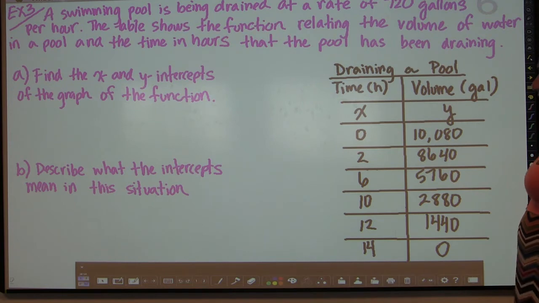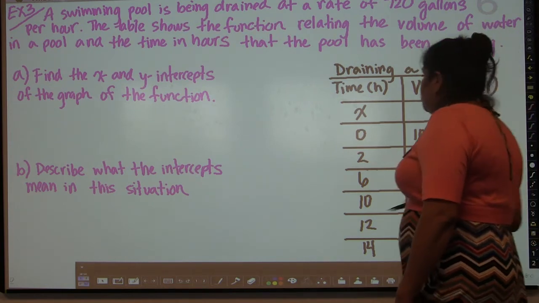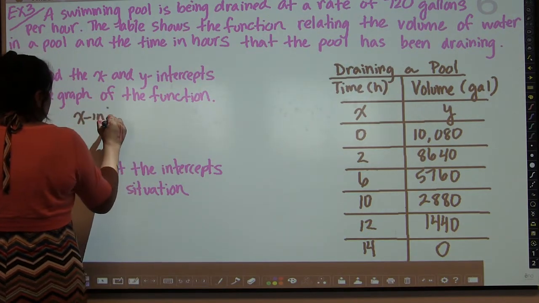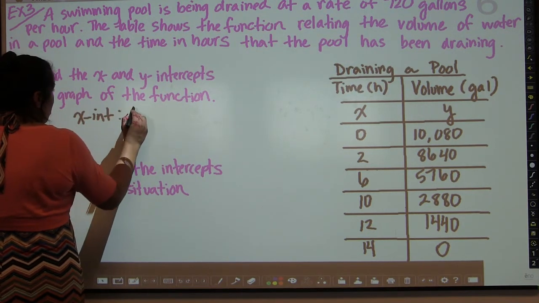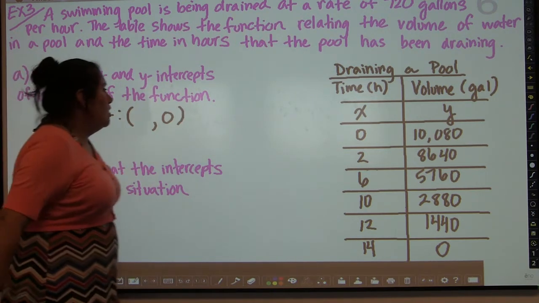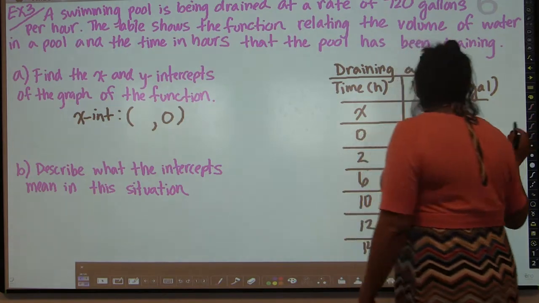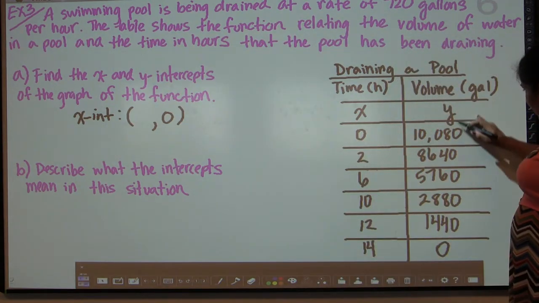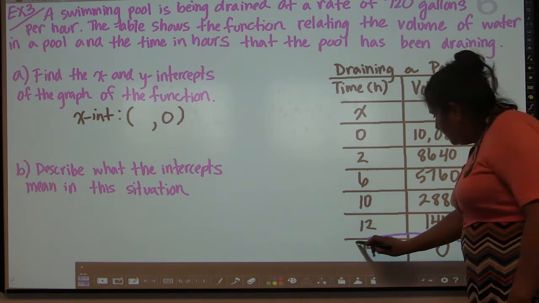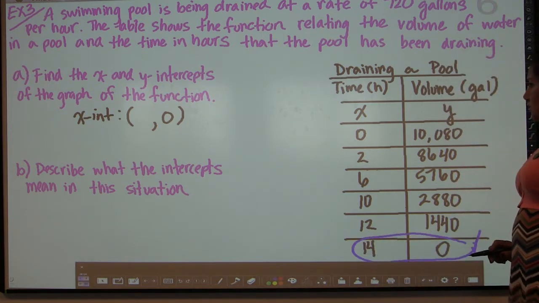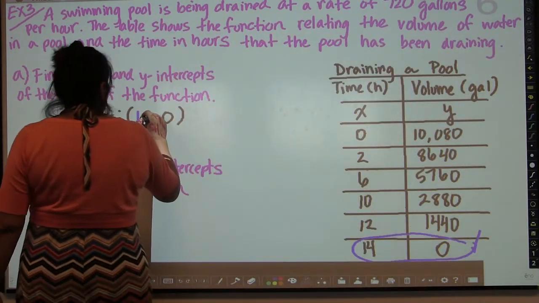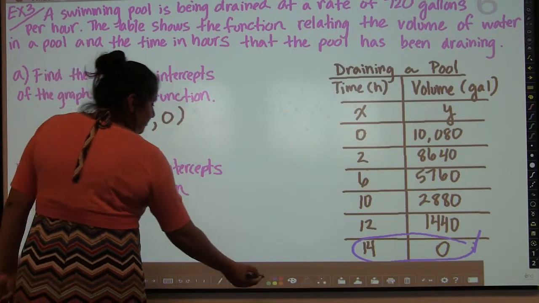So how to find the x-intercept of the function should be fairly simple, because we know that for the x-intercept, we are looking for a point where the y-coordinate is 0. So all we have to do is come to our table and look in the y column, and where does it have a y-coordinate of 0? Right here. So this little guy is going to be our x-intercept. So we're going to get 14, 0.